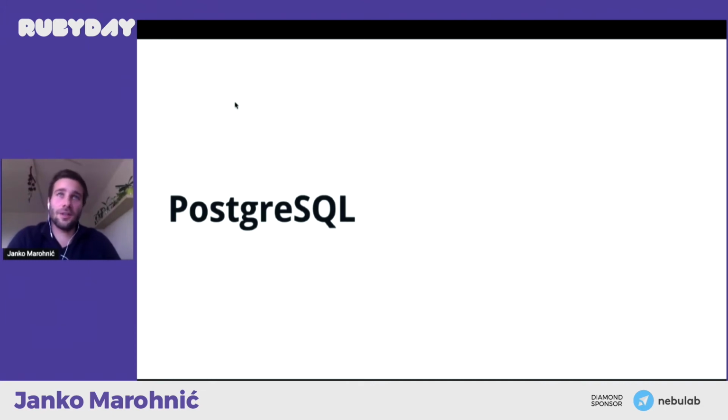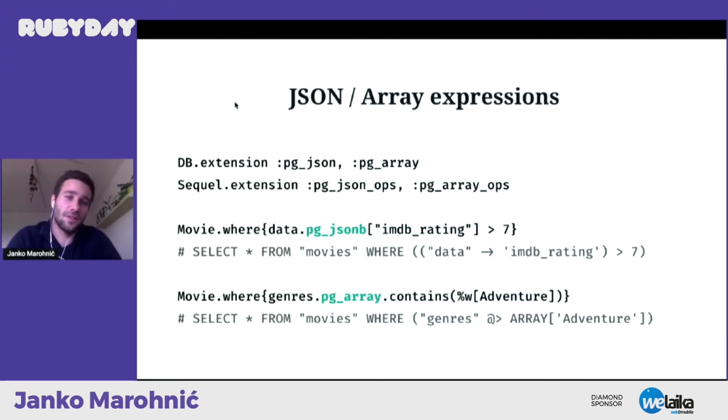Another thing that I really like about SQL is the size of its support for some advanced Postgres features. My favorite is the builder for JSON and array expressions. This allows me to use Ruby instead of cryptic Postgres operators to do queries on JSON or array columns, which is really convenient.